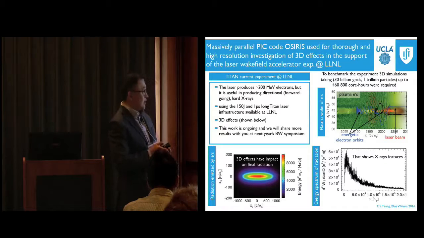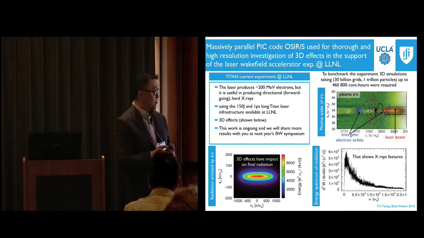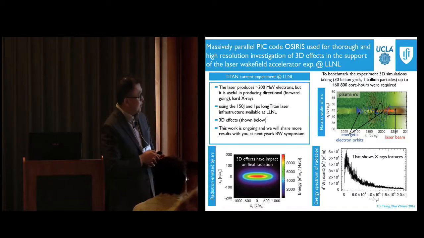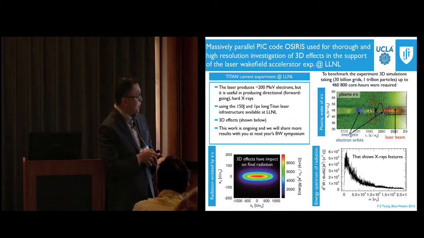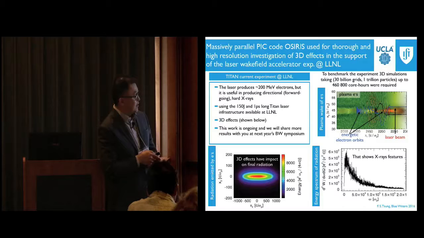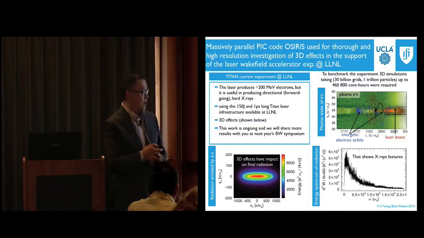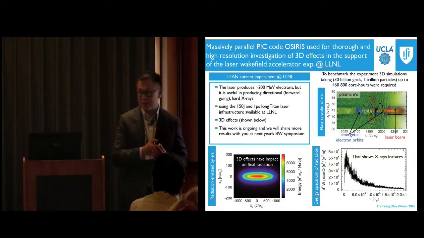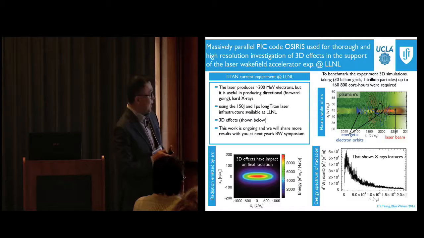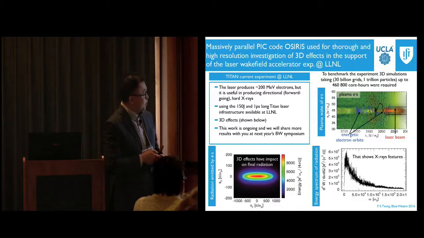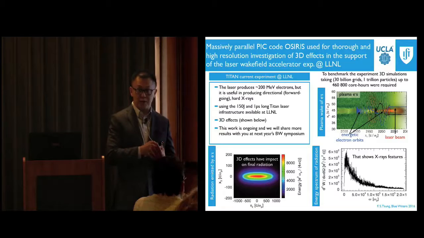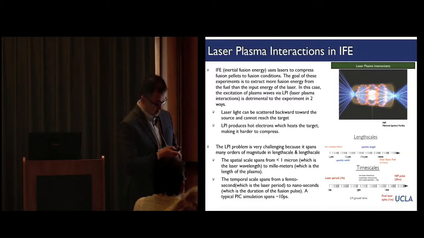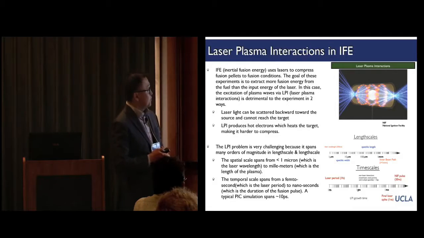The simulations are very challenging and really require the resources of Blue Waters. The simulations for this experiment in 3D require about 30 billion cells and about 1 trillion particles. Each simulation takes about 500,000 core hours on Blue Waters. The memory demand is quite heavy, and I don't think we can do this elsewhere. The simulations are ongoing, and hopefully we will have more results for you at next year's Blue Waters Symposium. All right, now let's move to the next physics topic, which is laser fusion.